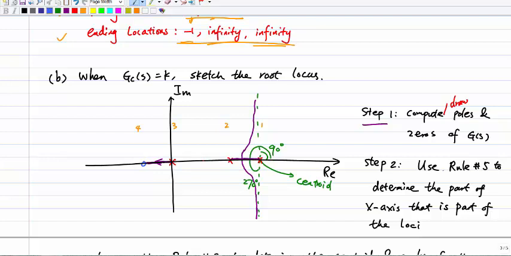Step 2 is to use rule number 5 to determine the part of the real axis that is part of the root locus. To do that, I need to label those zeros and poles from right to left. So this is the first one, this is the second, the third, and the fourth. Rule number 5 says that to the left of an odd number of poles and zeros will be part of the root locus. So this is to the left of number 1, an odd number, until you reach here. You should stop here because this is to the left of the even one. So this is part of the root locus. Similarly, between 3 and 4, this is to the left of an odd number, which is 3, so it's part of the root locus. I draw that out. This is what step 2 says.